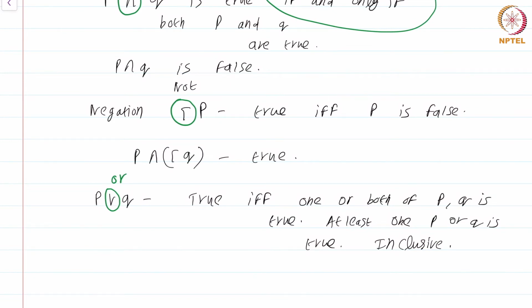You cannot go to the movie and watch the cricket match simultaneously unless the theater happens to be telecasting the cricket match as a movie. So, OR is always inclusive in mathematics.